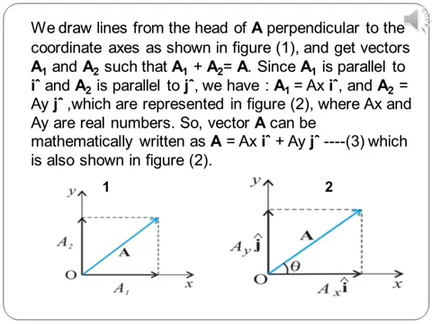Since vector A1 is parallel to the unit vector i cap and vector A2 is parallel to the unit vector j cap, then we have vector A1 is equal to Ax i cap and vector A2 is equal to Ay j cap, which are represented in figure 2, where Ax and Ay are real numbers. So, the vector A can be mathematically expressed as vector A is equal to Ax i cap plus Ay j cap, which is the expression 3, which is also shown in figure 2.